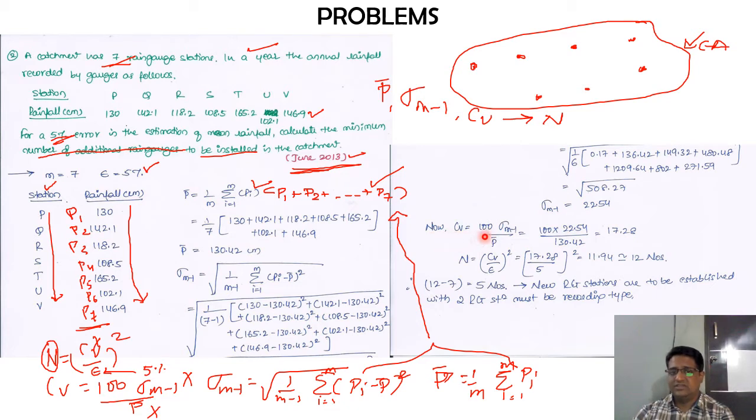Okay. Now next step is to determine the value of CV. So now this CV is nothing but 100 sigma m minus 1 divided by p bar. In this case it will be again 100 times 22.54 from the previous calculation divided by p bar value, which is 130.42. So that will be there, and ultimately you will be getting 17.28. Here this is actually in terms of percentage. So this CV value will be in terms of percentage, 17.28. Now next, finally, if I determine n is equal to CV by epsilon the whole square, then 17.28 which I have got divided by 5, that is the percentage error.